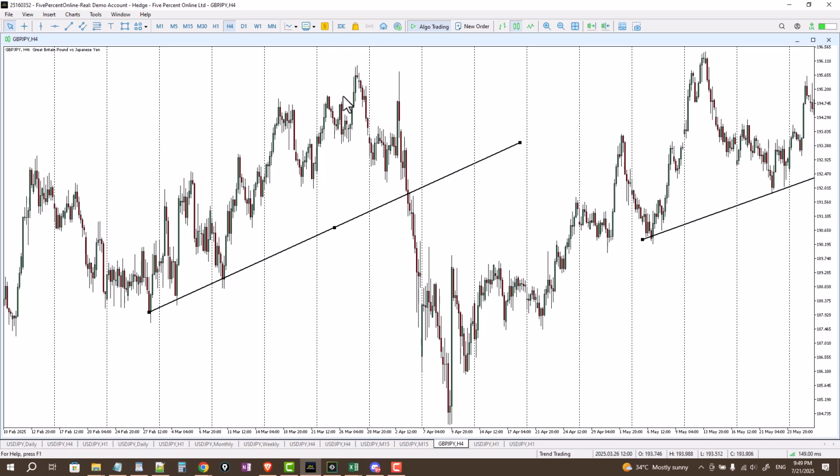But then there's also the break, when price breaks below an established trend line or above it, depending on the type of trend line, and then you take a trade in that direction because you're assuming that price is going to continue in the direction of the break of that particular trend line.